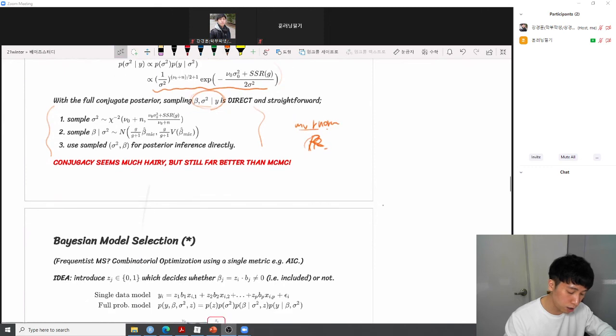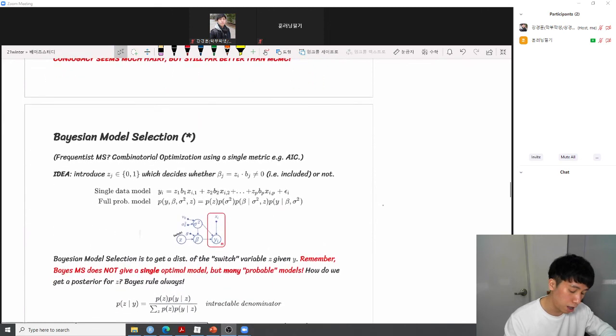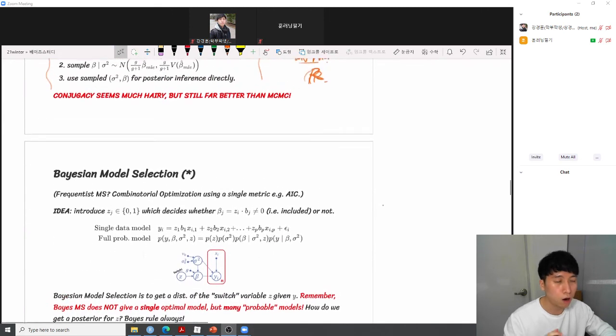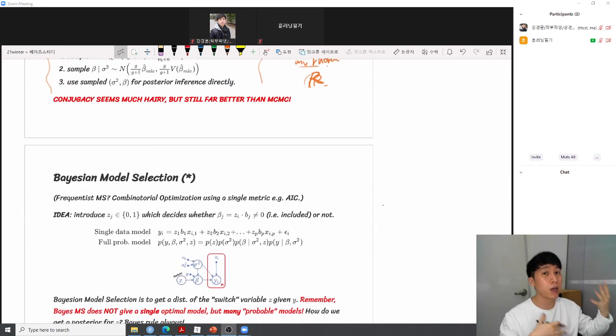And for the final part, we are all geared up, all prepared to talk about Bayesian model selection, right? And for this topic, I'm going to cover it in the next video.